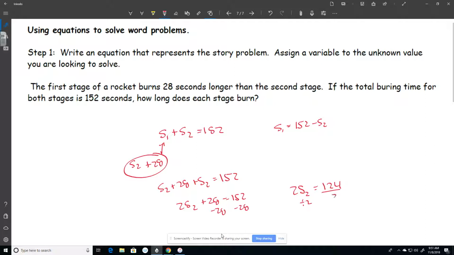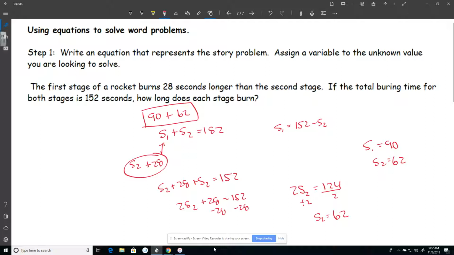Divide by 2, divide by 2. Stage 2 is equal to 124 divided by 2, which is 62 seconds. So stage 2 is 62 seconds. And stage 1 is 28 seconds longer. So 62 plus 28 is 90. So 90 plus 62 equals 152. So stage 1, 90. Stage 2, 62.